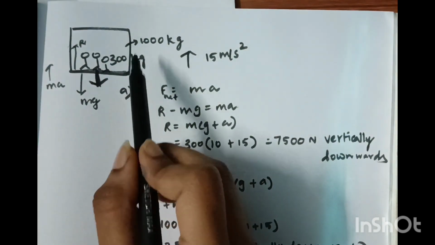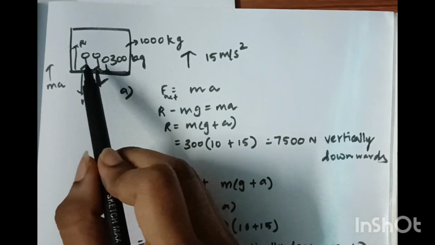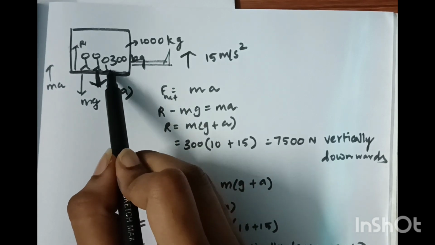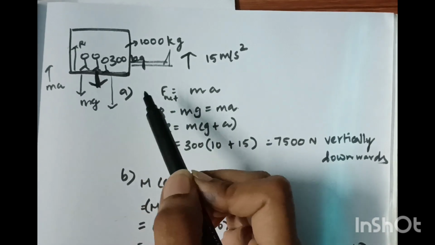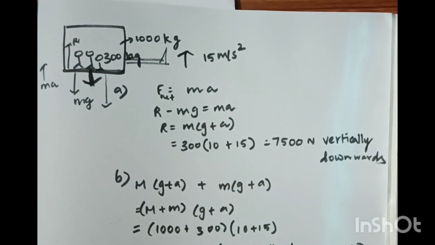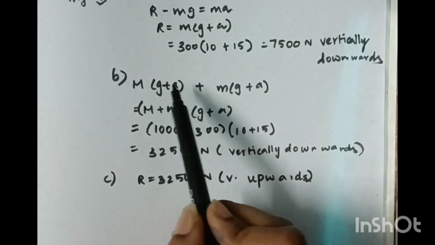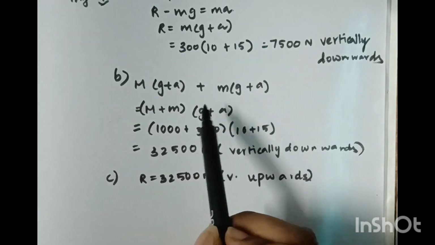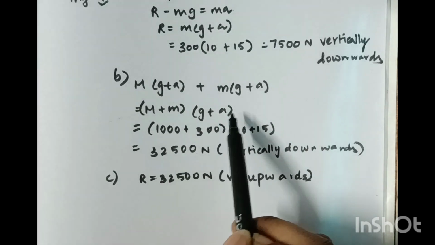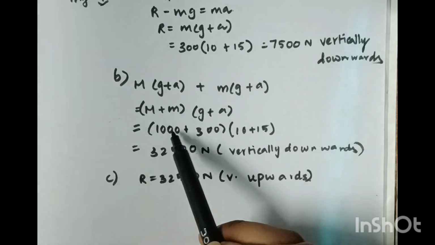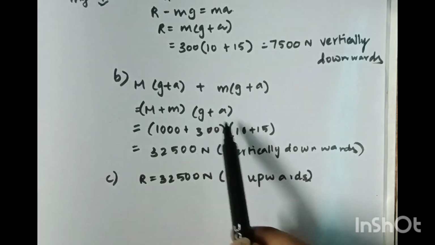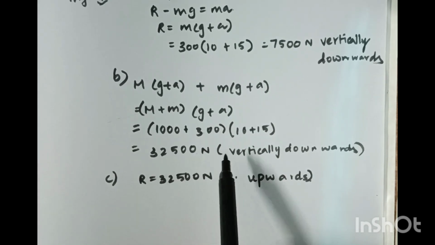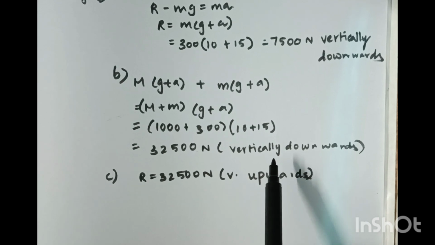So if the helicopter is rising like this, then the force will be exerted on the air in this way. So it will be vertically downwards. Let us see what is that force. So that is M into g plus a because of helicopter, and small m into g plus a because of passengers. So totally M plus m into g plus a. So that is 1000 mass of the helicopter, 300 is mass of passengers, g plus a is 10 plus 15. So on solving we are getting 32500 Newton, and this is vertically downwards.